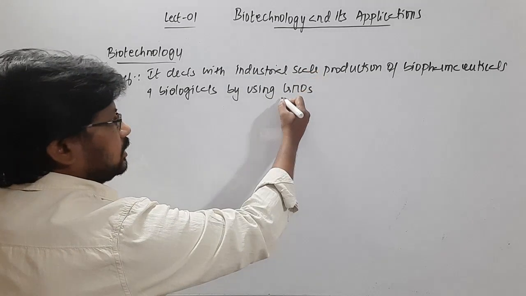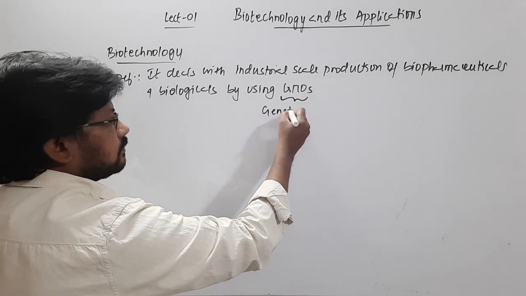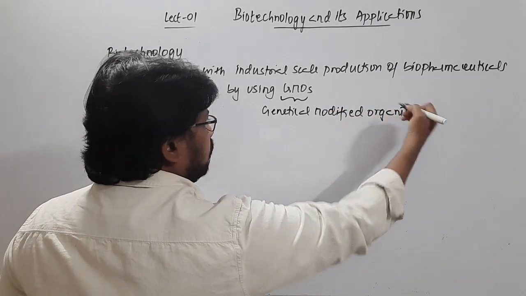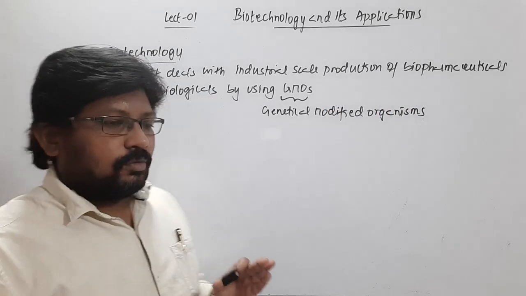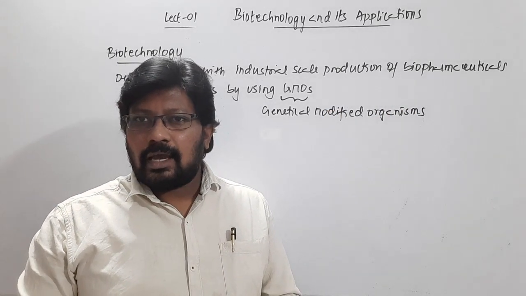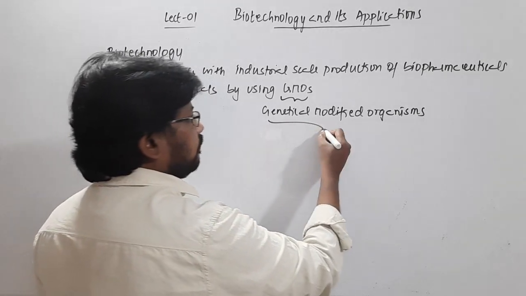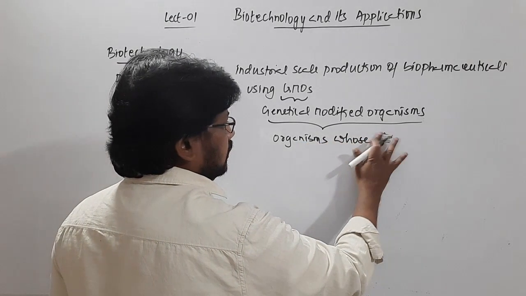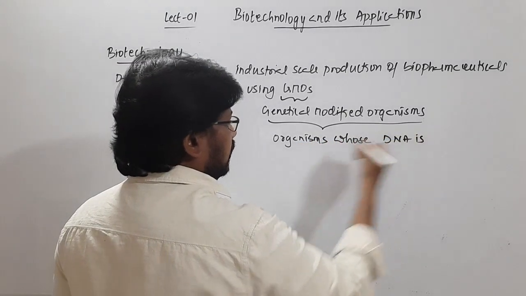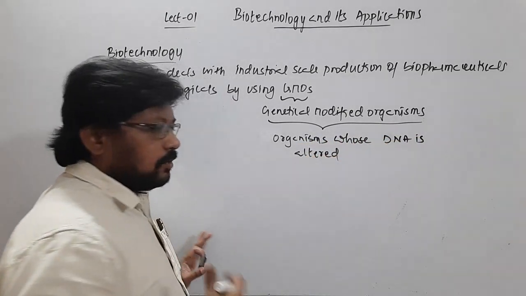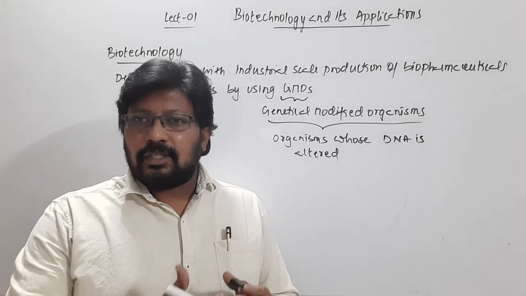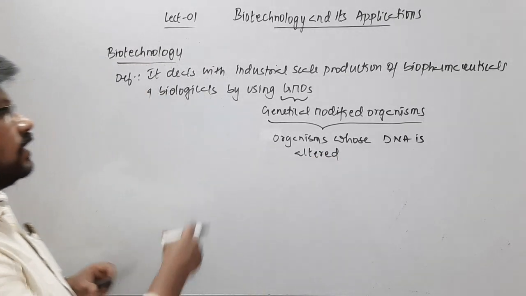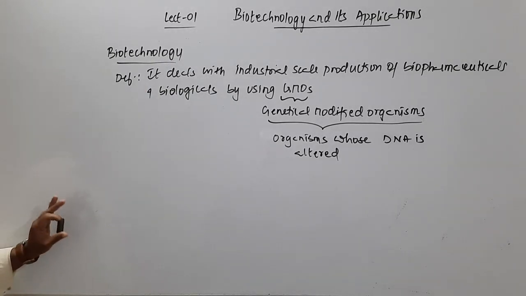I hope we know that GMO is a short form of genetically modified organisms. So you understood what genetically modified organisms are, which means organisms whose DNA has been altered. So how have we altered it? We have introduced the foreign DNA into the host DNA, and that has altered the host DNA molecule.